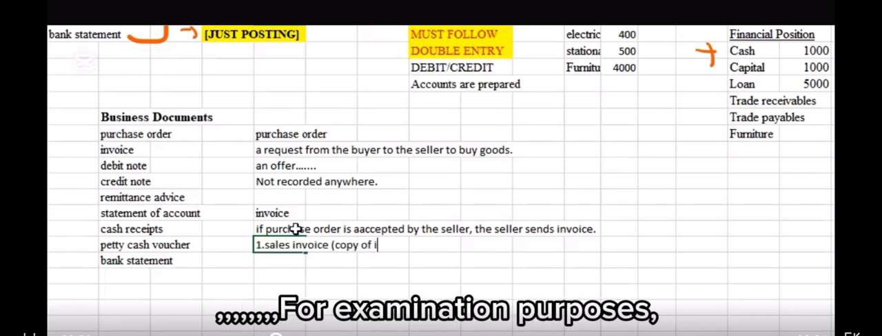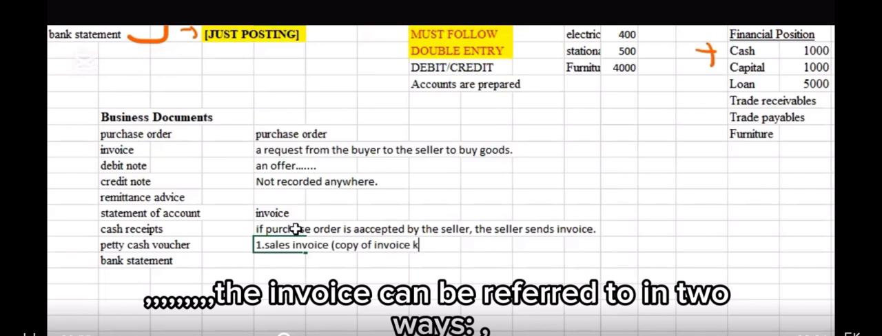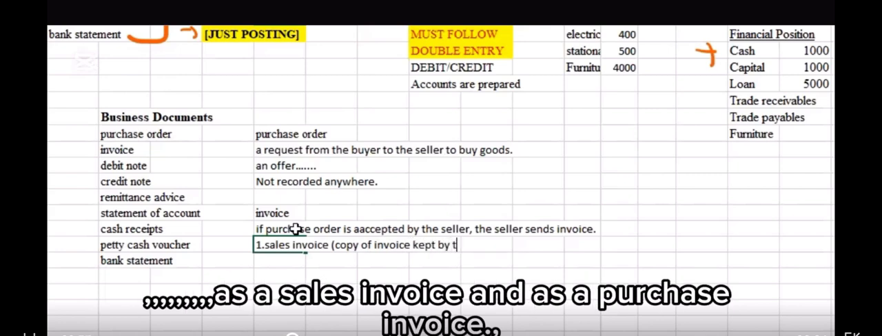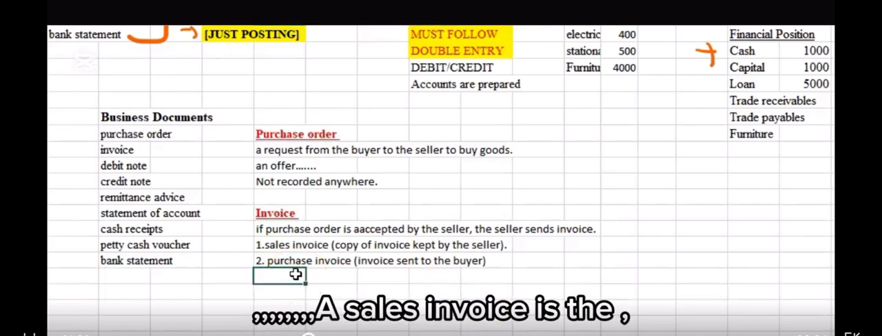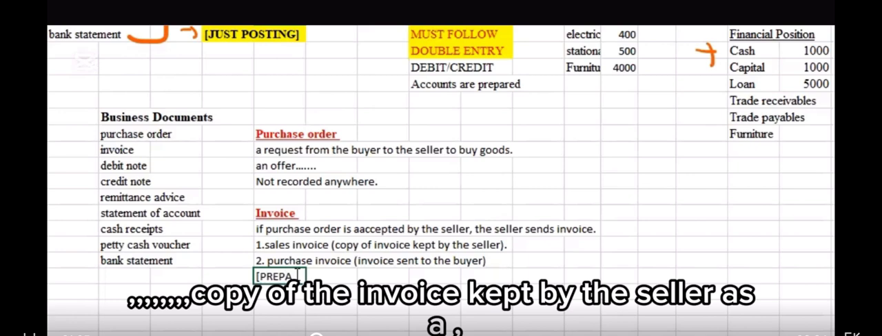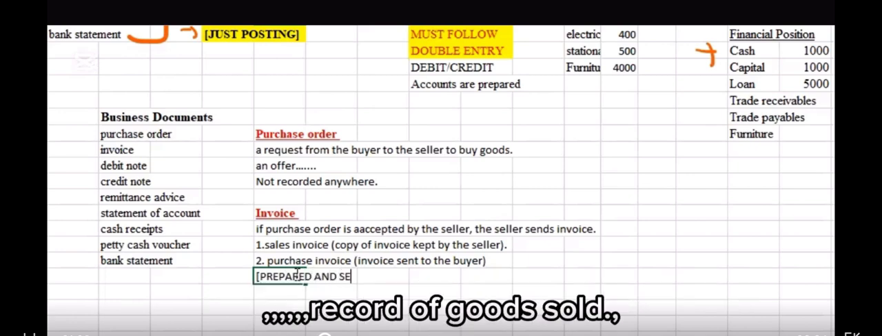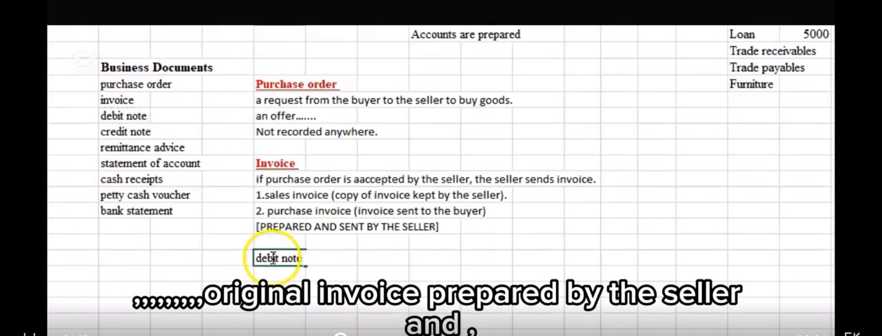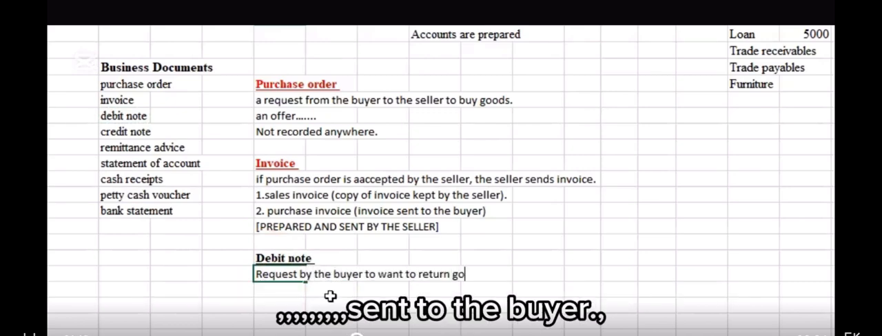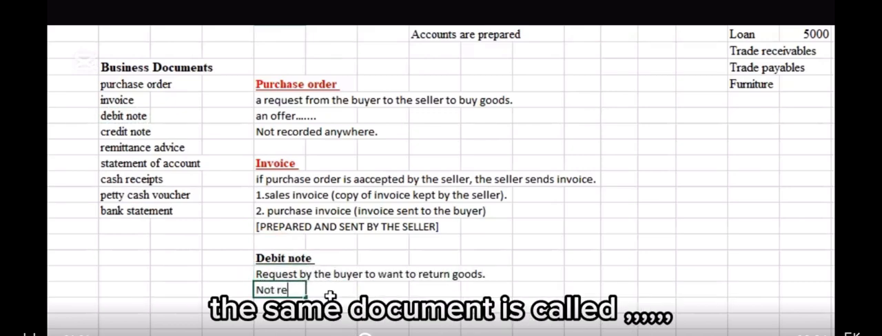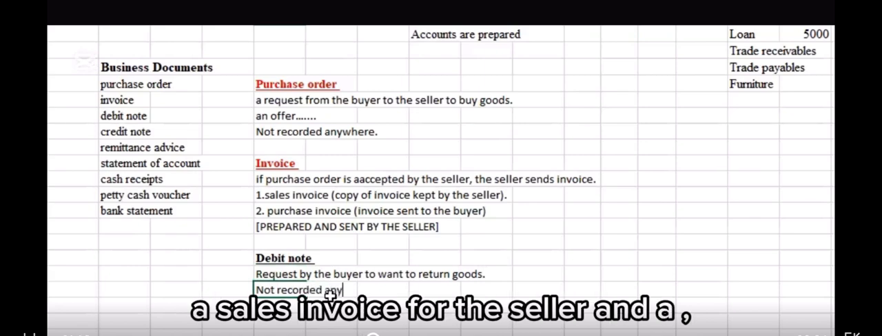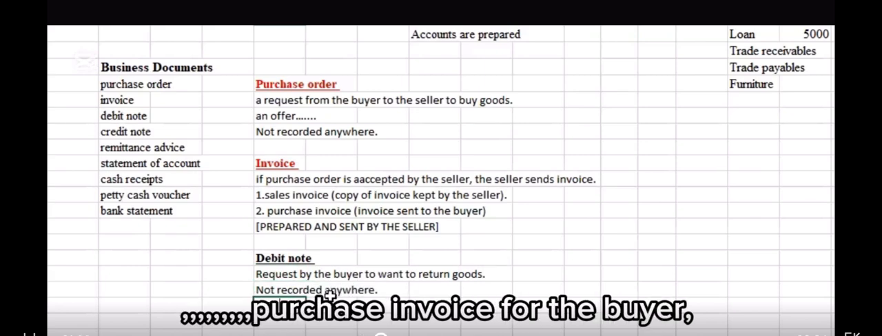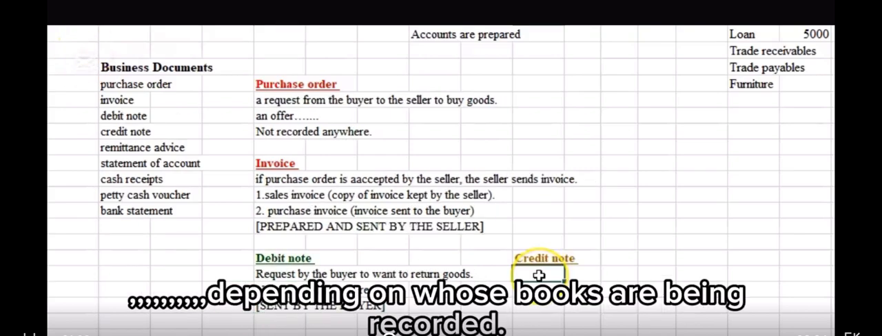For examination purposes, the invoice can be referred to in two ways: as a sales invoice and as a purchase invoice. A sales invoice is the copy of the invoice kept by the seller as a record of goods sold. The purchase invoice is the original invoice prepared by the seller and sent to the buyer, and therefore, the same document is called a sales invoice for the seller and a purchase invoice for the buyer, depending on whose books are being recorded.